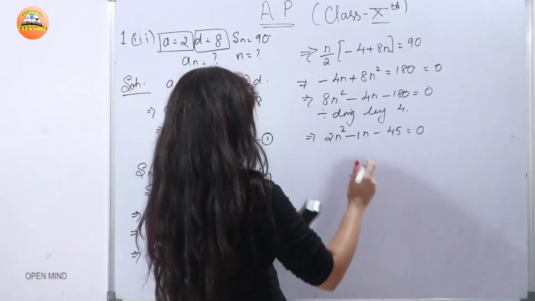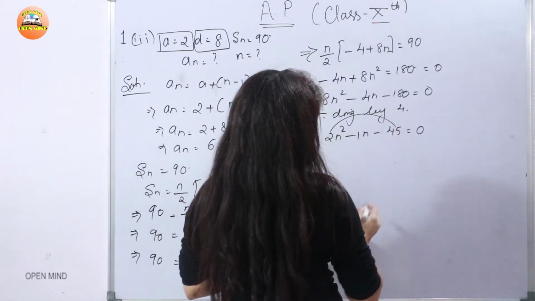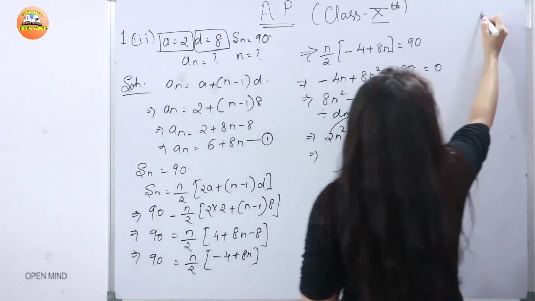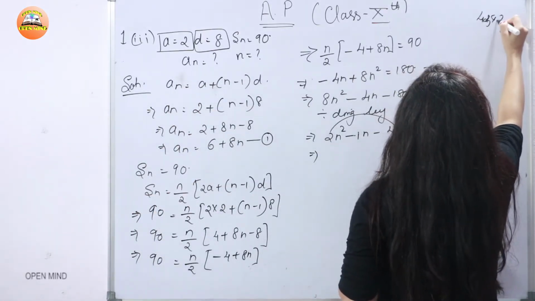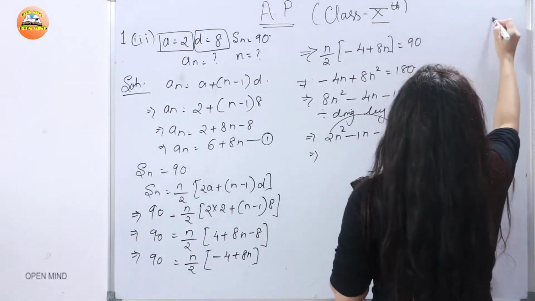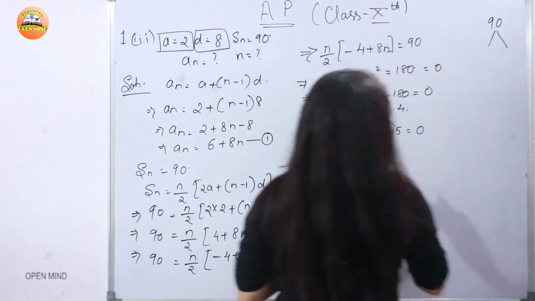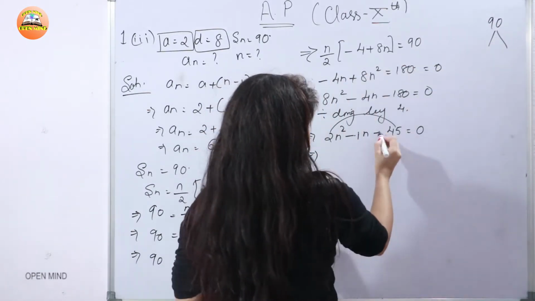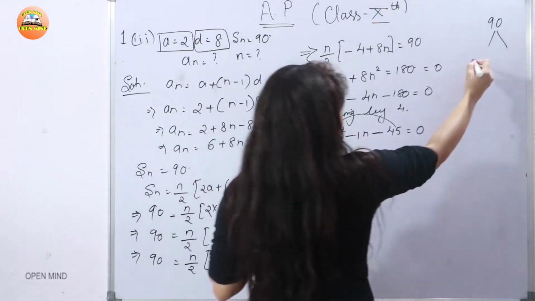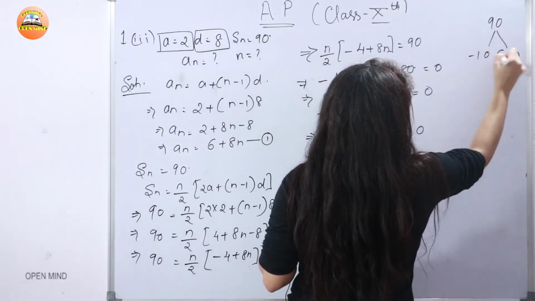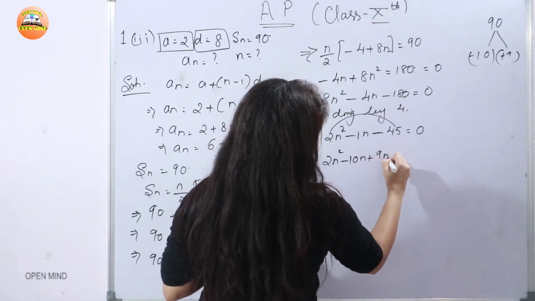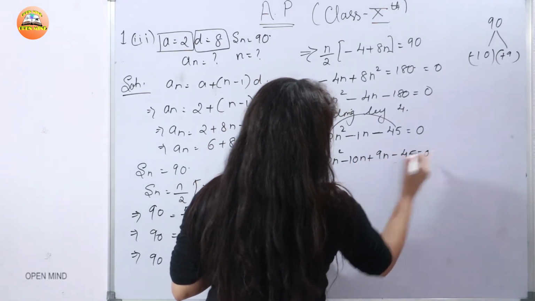For this type of equation, we multiply the terms 2 and 45 and split the middle term. 45 into 2 is how much? 45 into 2 is equal to 90. So you have to split 90 in such a way that on multiplying we get 90, and since it is a minus sign over here, on subtracting the two numbers you should get minus 1. So it will be minus 10 and plus 9. So we can write 2n squared minus 10n plus 9n minus 45 is equal to 0.